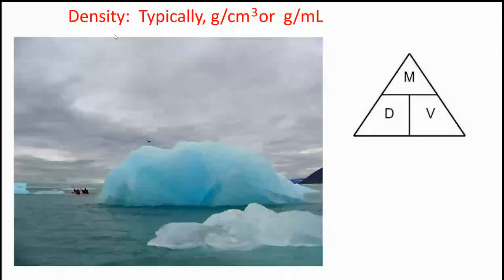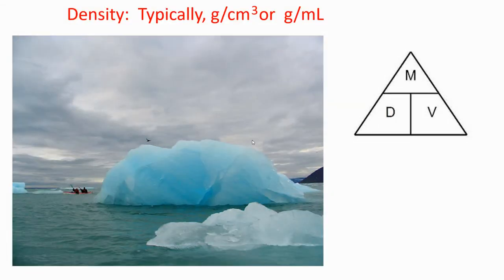Okay, welcome back, everyone. Last time we were together, we introduced the idea of the derived unit, where we combine multiple base units to form some new unit. And we looked at speed as an example. Today, we're going to look at density.